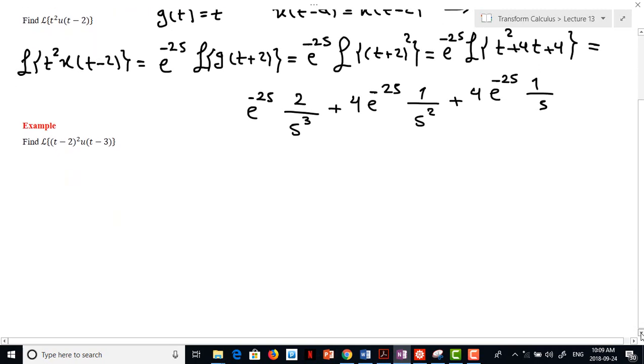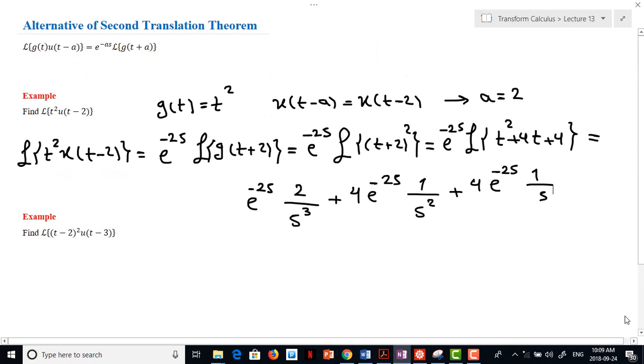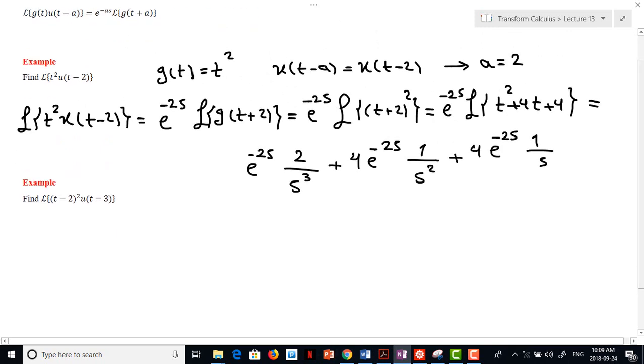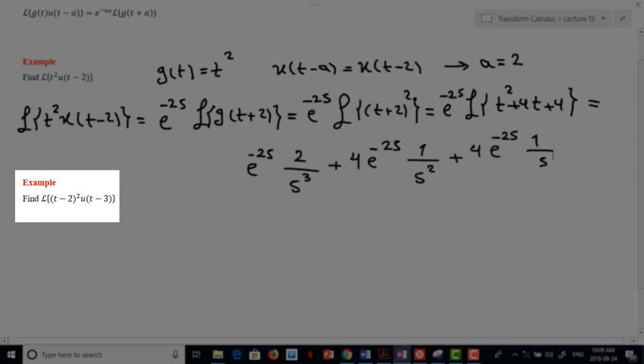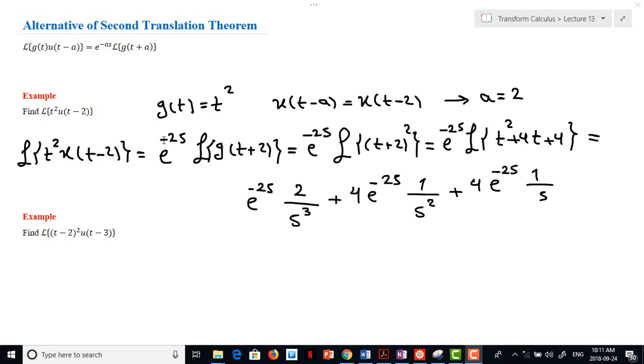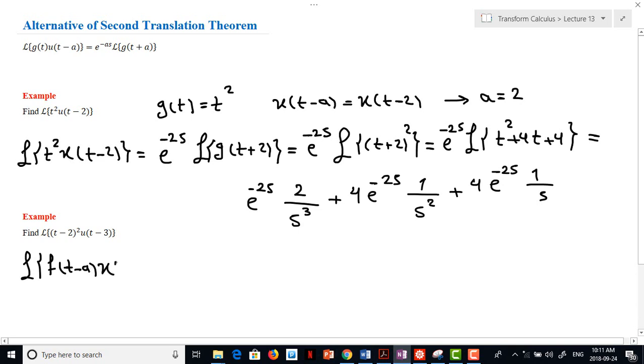In this example, we want to find the Laplace transform of (t minus 2) squared times u(t minus 3). In the second translation theorem, we had the Laplace transform of f(t minus a) times u(t minus a), and it's equal to e to the power of minus as times F(s).